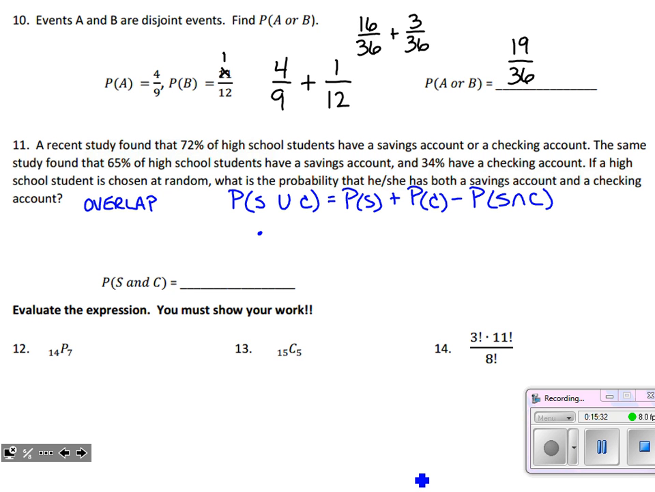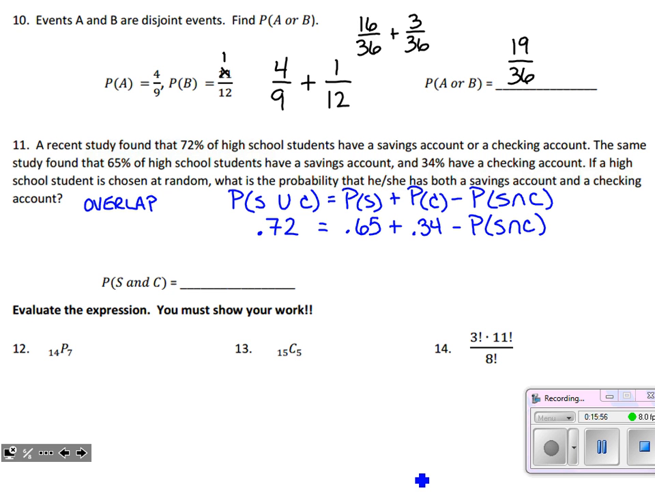We know that the or situation is 0.72, representing that 72%. The savings account is 0.65 for a probability. The checking account is 0.34, and then that overlapping, the and situation at the end, that they have both types of accounts, that is our unknown.